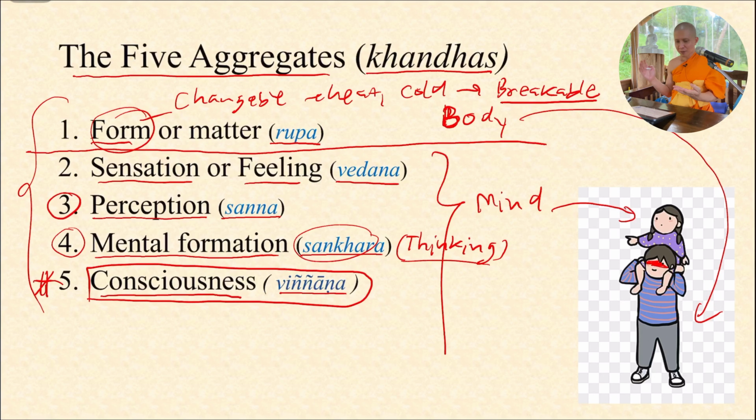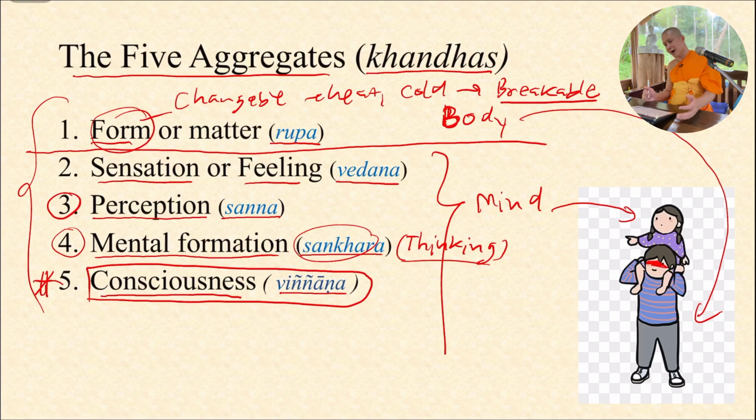So now we know what the five aggregates are. Now we know each one of them, what it means by form. Form is breakable. Anything breakable is called form. We know feeling. There are three kinds of feeling: feeling pleasure, unpleasure, feeling neutral. Okay, and sanna, or memory. We have the third factor. We have the ability to memorize. Okay, but again, all of these are impermanent. And we also have the ability to think good, think bad, and we have the ability to know.